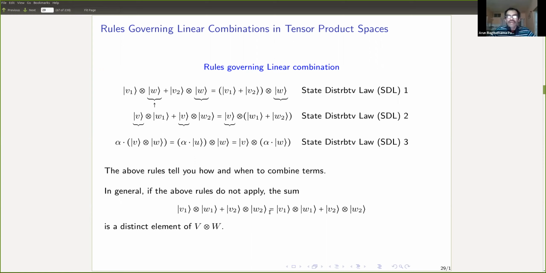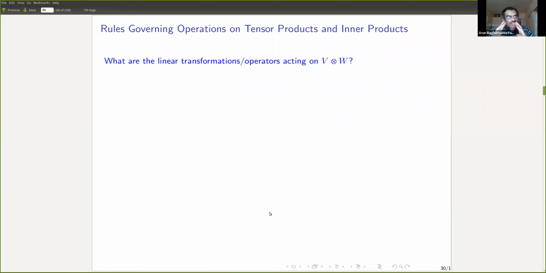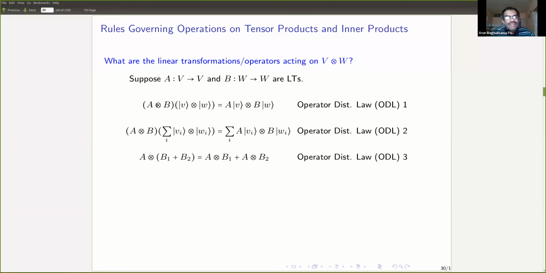Okay, and what are the rules regarding linear transformations, the operators? What is the operator algebra? If A operates on V and B operates on W, then A tensor B operates on V tensor W. How does it operate? A operates on V and B operates on W. So this is the first operator distributive law. The second operator distributive law is that if A tensor B operates on a linear combination, then it's essentially A operating on the first component, tensor B operating on the second component, and then you do a linear addition. And A tensor B1 plus B2 is essentially A tensor B1 plus A tensor B2. Okay, so these are the three laws.